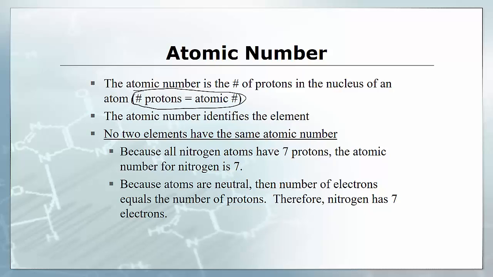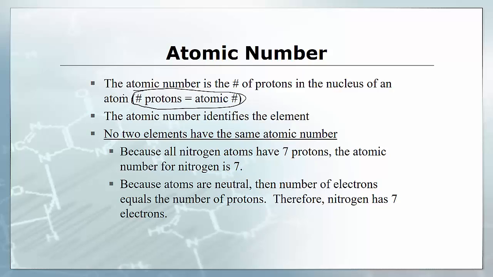Super important that you remember this. Proton number is atomic number. I would write this down in big letters. The atomic number identifies the element. No two elements have the same atomic number. Because all nitrogen atoms, for example, have 7 protons, the atomic number for nitrogen is 7.